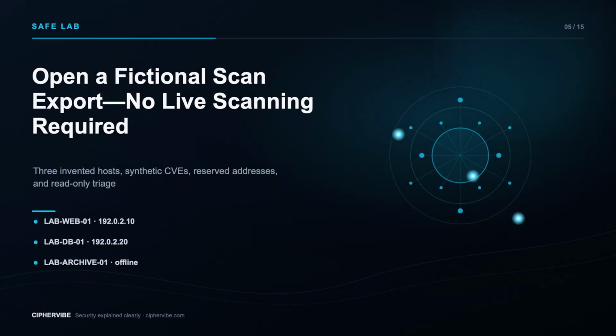Our demonstration is a realistic simulation. The export contains fictional vulnerability identifiers and 3 owned lab assets using documentation addresses. Lab Web 01 represents an internet-facing login service. Lab DB01 is internal and segmented. Lab Archive 01 is an offline image. We will not scan a target, run an exploit, change a system, or use real customer data. We are only reading a local JSON report.